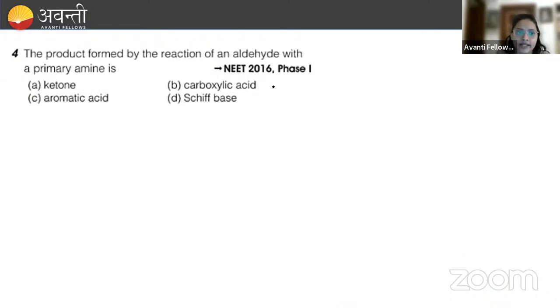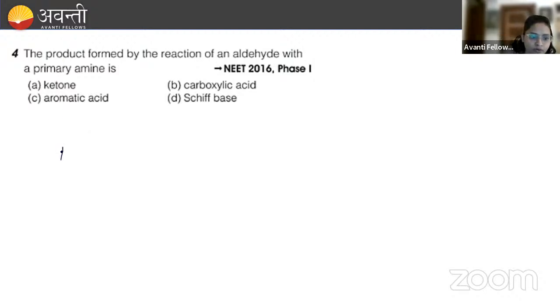Okay, so next question I have taken here. The product formed by the reaction of an aldehyde with a primary amine is. What will be the product when the reaction of aldehyde with primary amine takes place? So what will be the reaction? Yes, can anyone tell me?